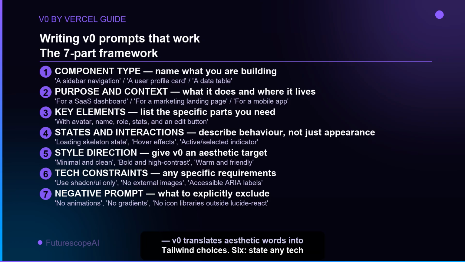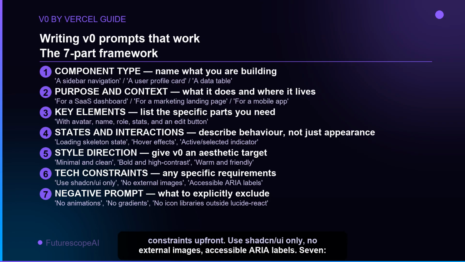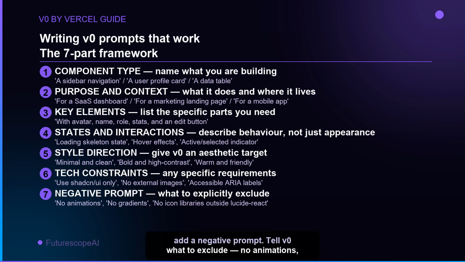6. State any tech constraints up front. Use shadcn/UI only, no external images, accessible ARIA labels. 7. Add a negative prompt. Tell V0 what to exclude: no animations, no gradients, no icon libraries outside Lucid React.